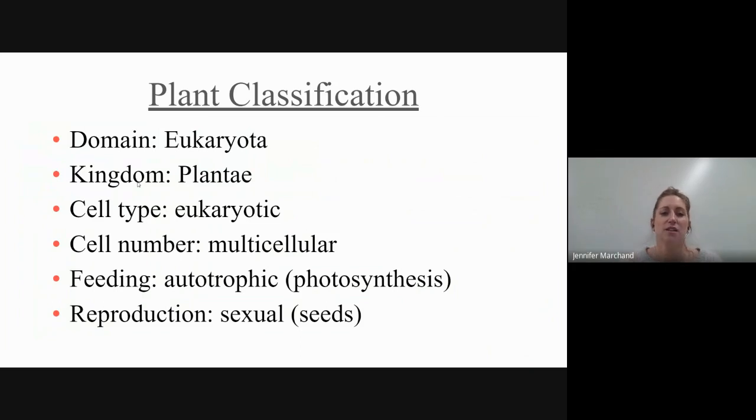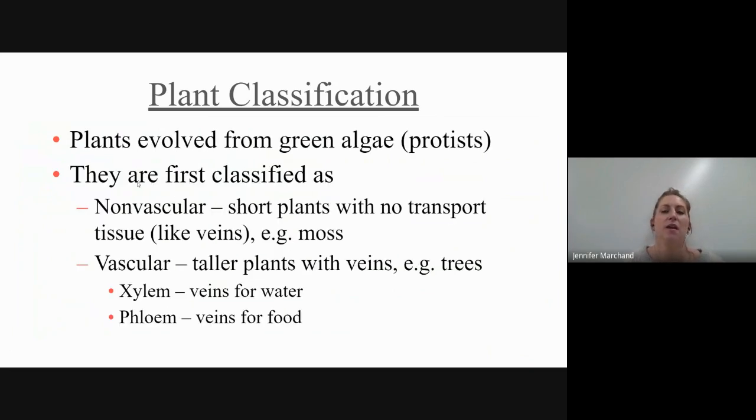They're called the Plantae kingdom. Their cell type is eukaryotic. They're multicellular. There's no exception, they're all multicellular. Most of them are autotrophic, which means they go through photosynthesis to feed. And for reproduction, they follow sexual reproduction because they use seeds. It is believed that plants evolved from green algae, i.e. protists, which can be single-celled or multicellular organisms, because they have a lot of the same characteristics.